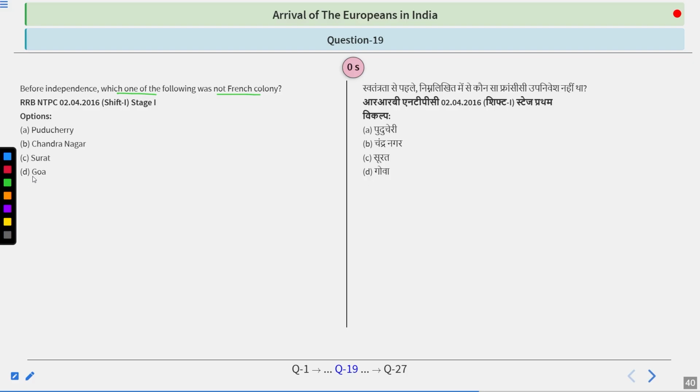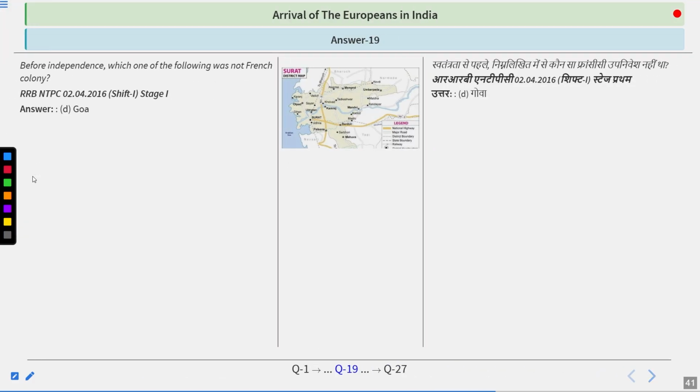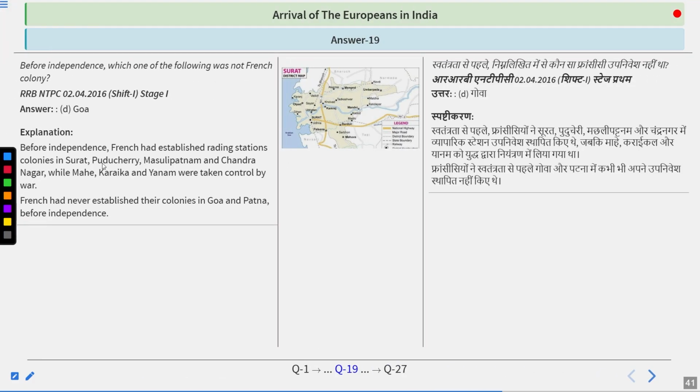So you would be confused between Goa and Surat, I guess, but the answer is Goa. So before independence, French had established trading stations and colonies in Surat, Puducherry, Masulipatam, Chandranagar, while Mahe, Karaikal, Yanam were taken control of by war. French had never established their colonies in Goa and Patna before independence. So do remember the answer is Goa.